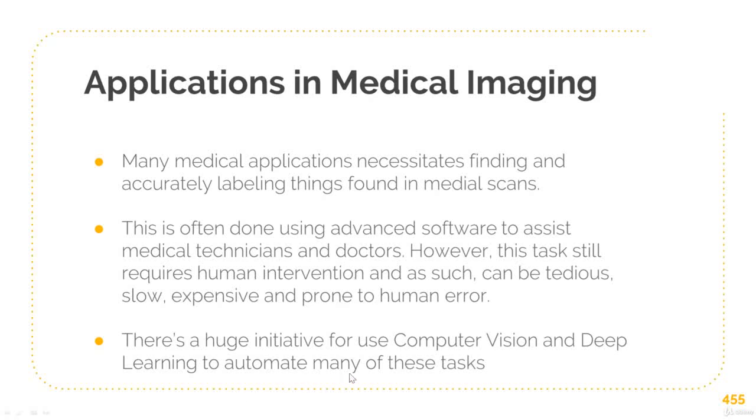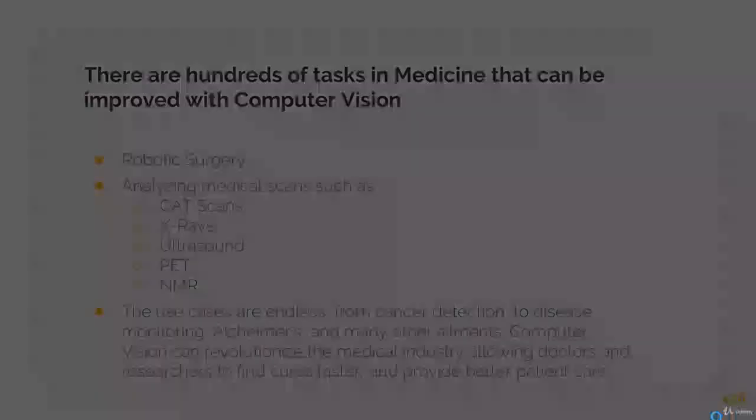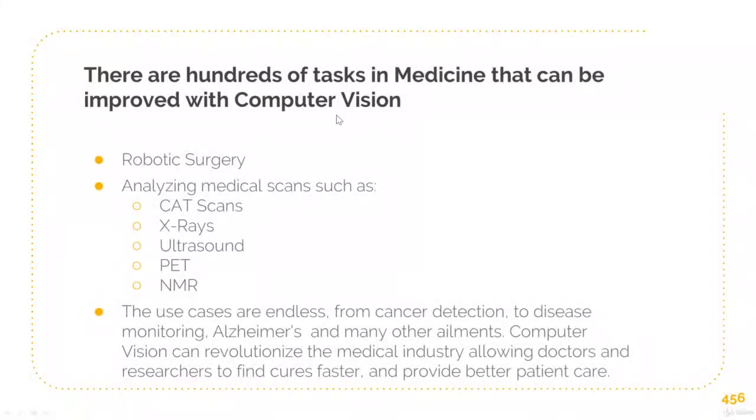So as I said, there's a huge initiative to use computer vision and deep learning to automate many of these tasks. So there's a lot of tasks that can be improved with computer vision, not just robotic surgery, which is actually going to be a main application in the future for computer vision. However, right now, the trend seems to be in a lot of these medical scans, things like CAT scans, X-rays, ultrasounds, PET scans, and NMRs.